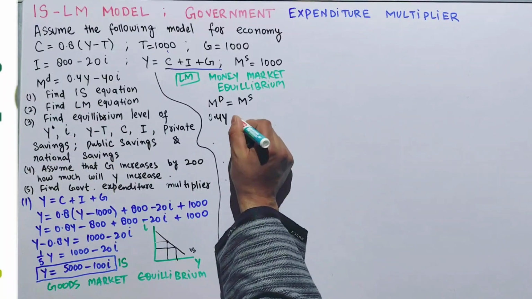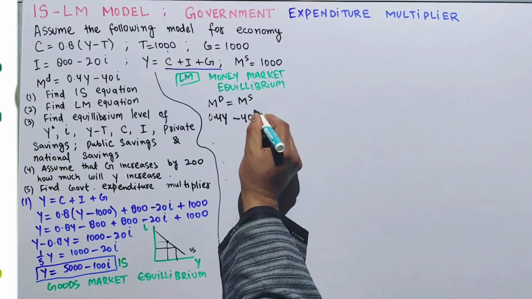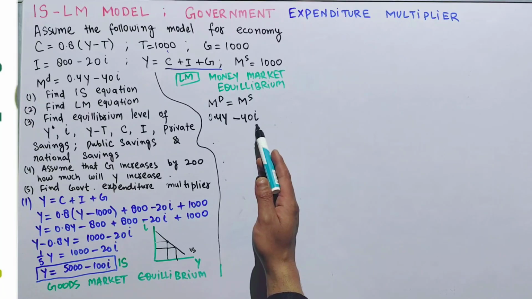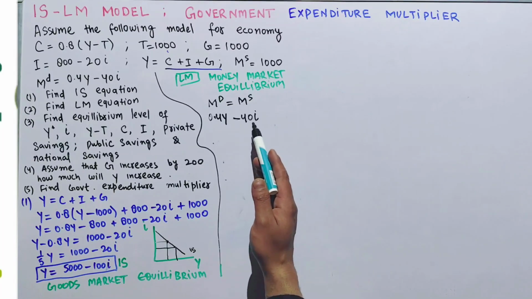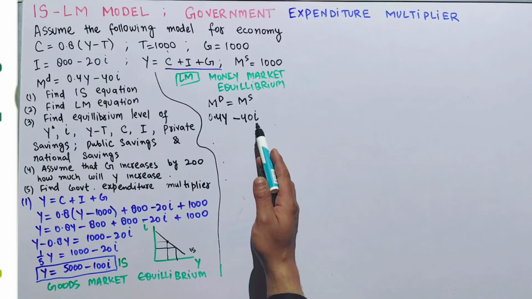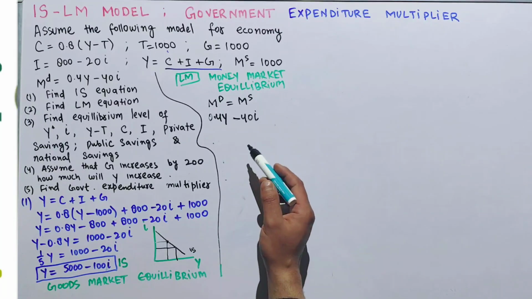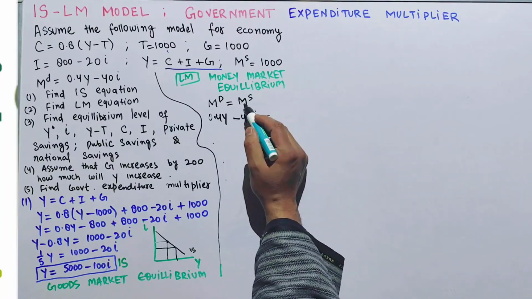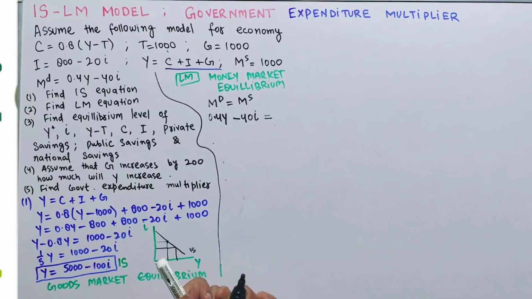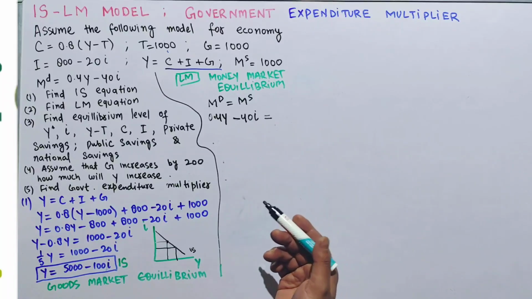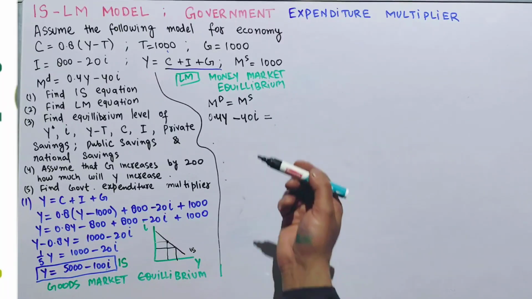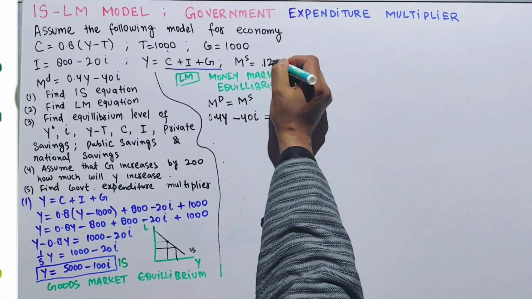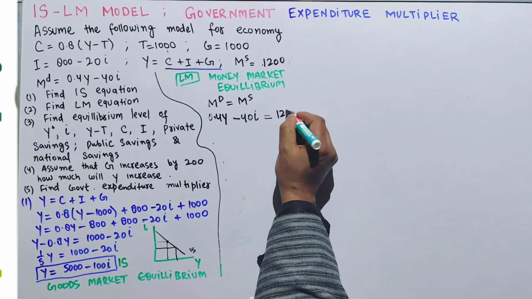Then we have minus 40i. Since we have the negative coefficient of interest rate, the demand for money is a negative function of the rate of interest, which means that if the rate of interest increases, demand for money will decrease. It is equal to the money supply, which is fixed by the central authority and is an exogenous variable. Rather, it's not 1000, it is 1200 here. Let me write it, 1200.